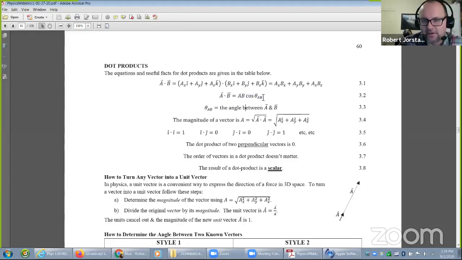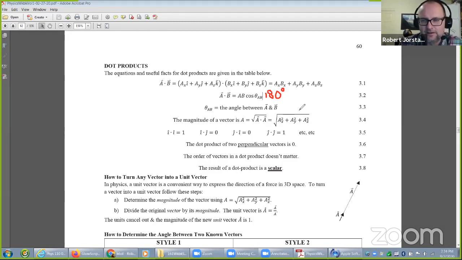Now check this out though. What if they're anti-parallel? What if the angle between them was 180 degrees? So what if this was 180 degrees? If you punch that number into your calculator, what's cosine of 180? -1. Check this out. With dot product, you can get negative answers. Okay, that's one thing you got to know.